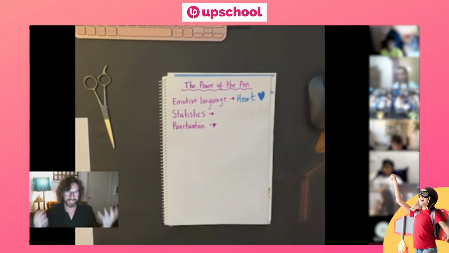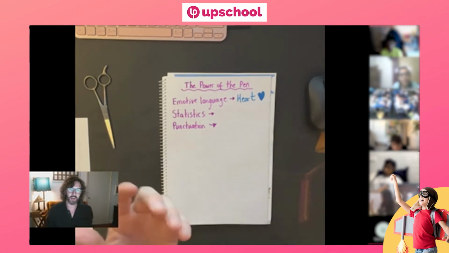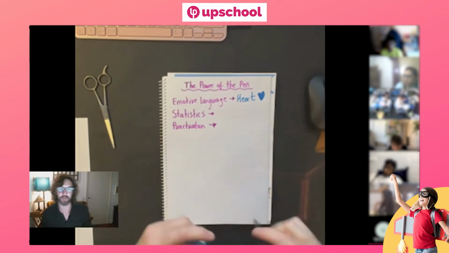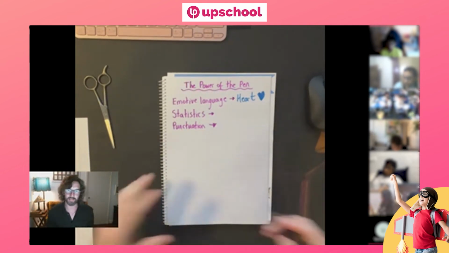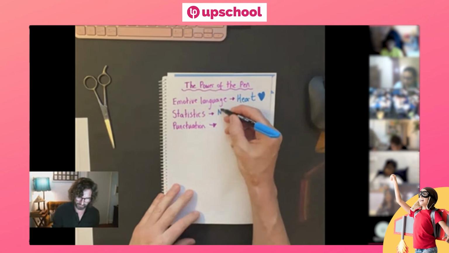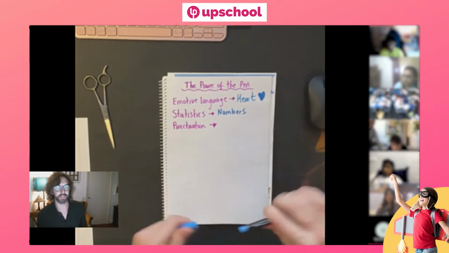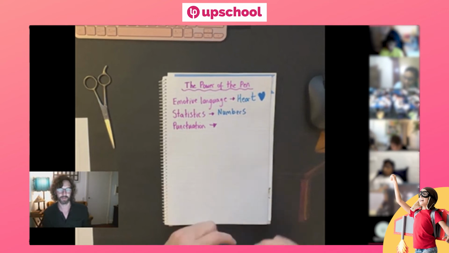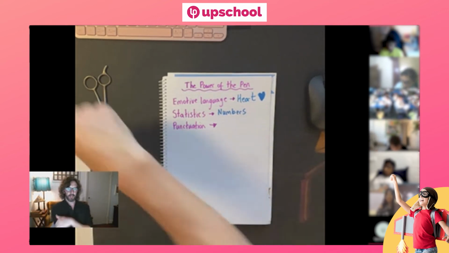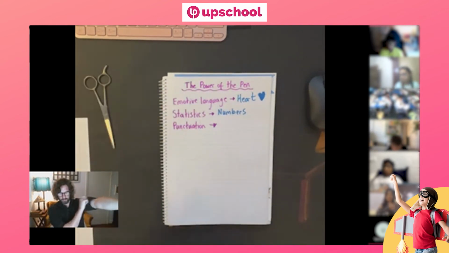Word number 2 is statistics. A very hard word. You probably heard lots of adults talking about statistics. This is a really simple word, actually. It means numbers. In simple words, statistics are numbers. So we're going to be talking about some numbers today.